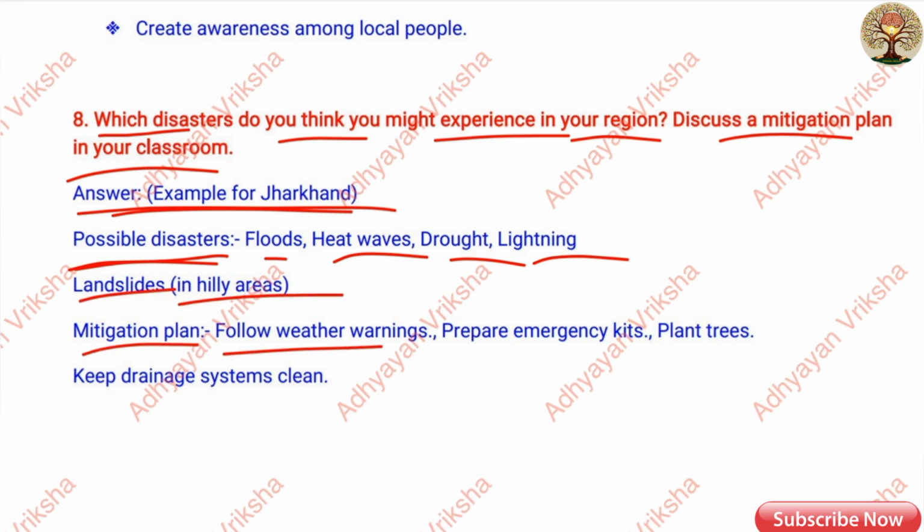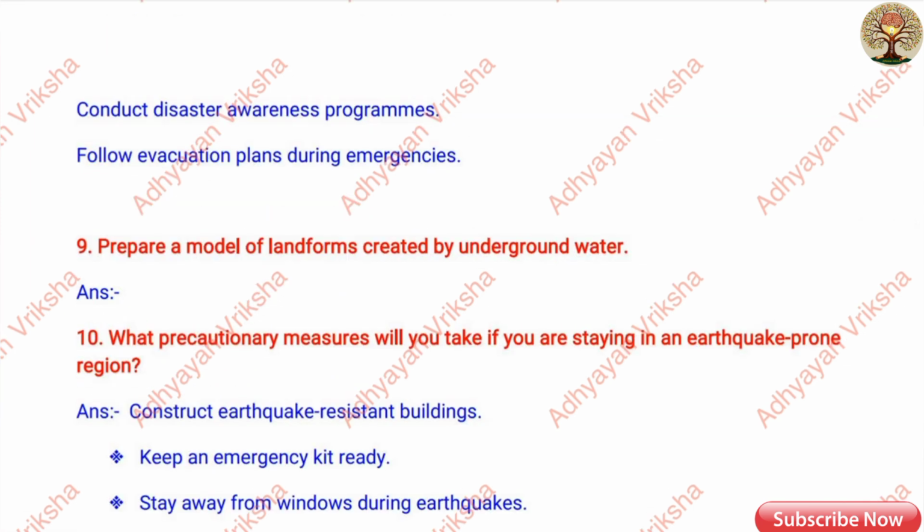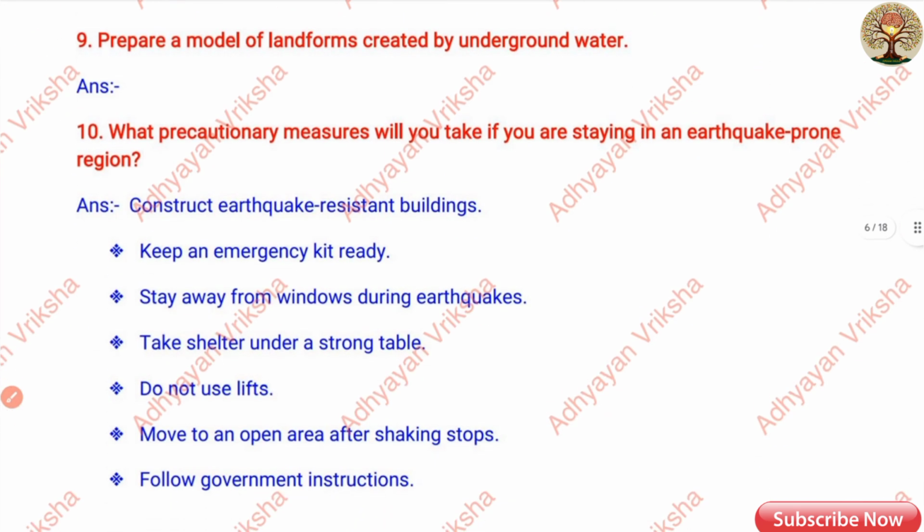Mitigation plan: follow weather warnings, prepare an emergency kit, plant trees, keep the drainage system clean, conduct disaster awareness programs, and follow the evacuation plan during emergencies. Now come to question number 9.